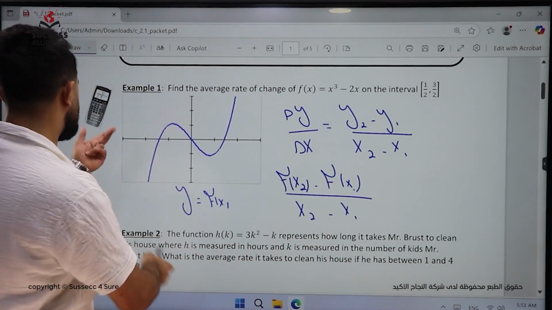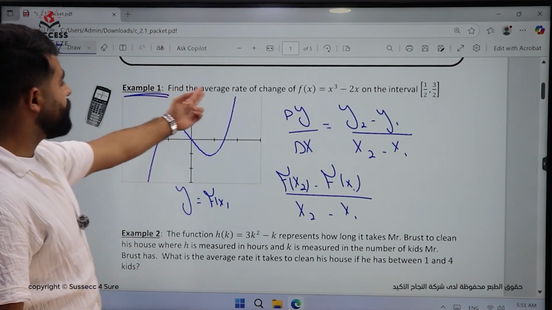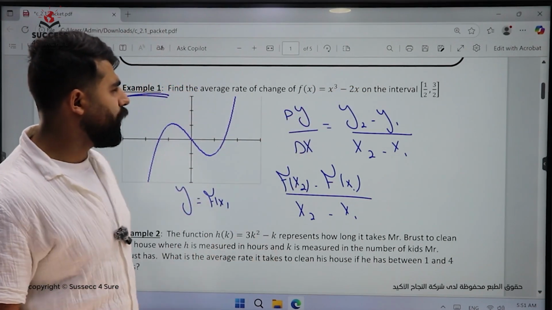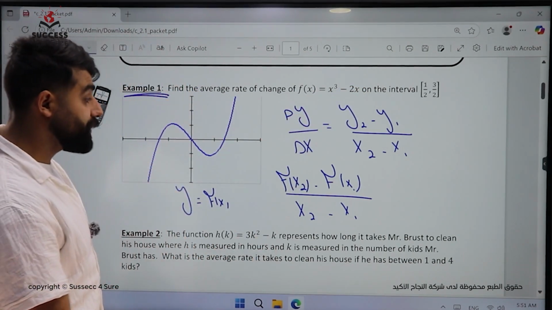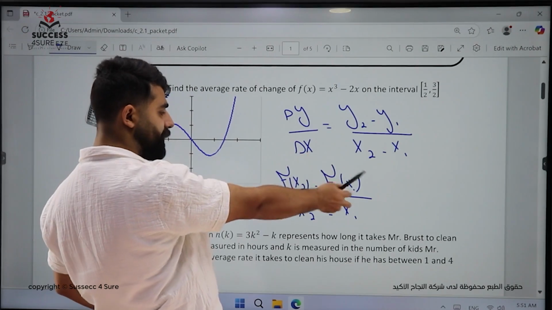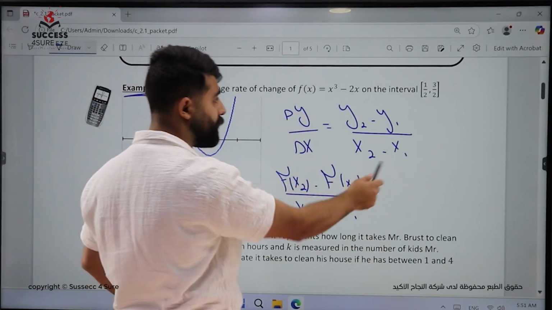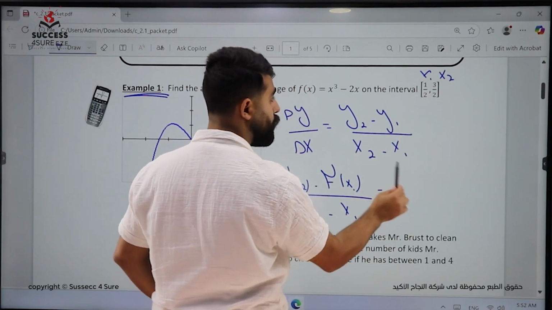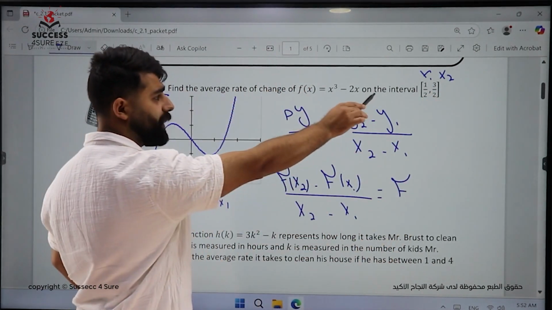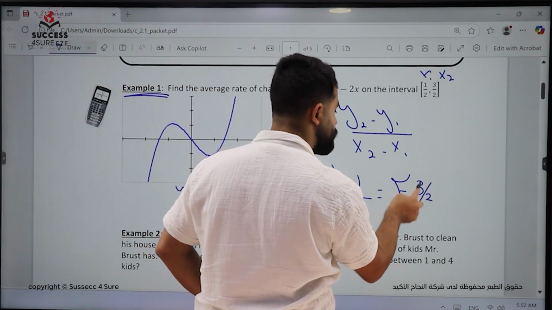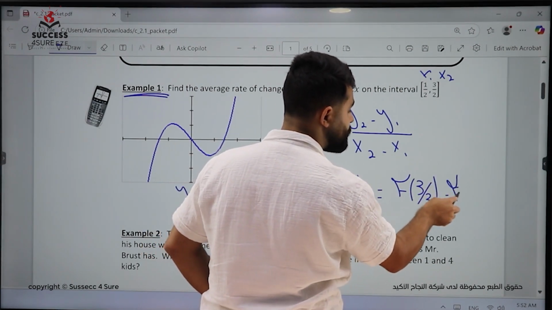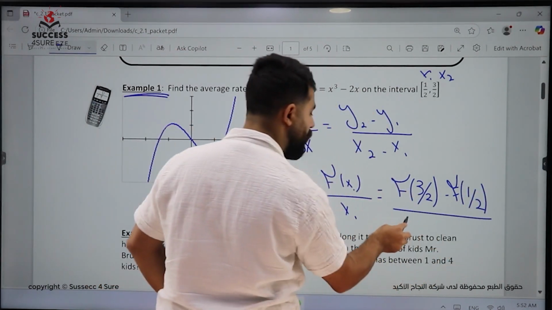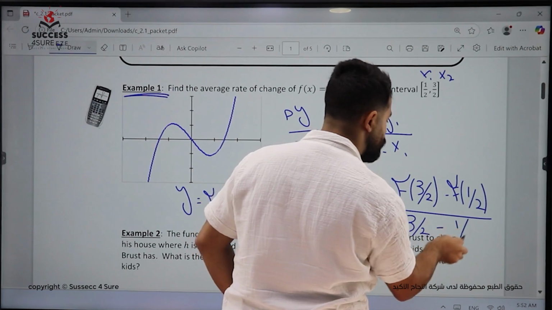Now, to understand the concept, let's read example number 1. Find the average rate of change of f of x equals x cubed minus 2x on the interval 1/2 to 3/2. So you have to say f of x2 minus f of x1 over x2 minus x1, which means this is x1 and this is x2. What is x2? It's 3 over 2. So f of 3 over 2 minus f of, what is x1? It's 1 over 2, divided by 3 over 2 minus 1 over 2.